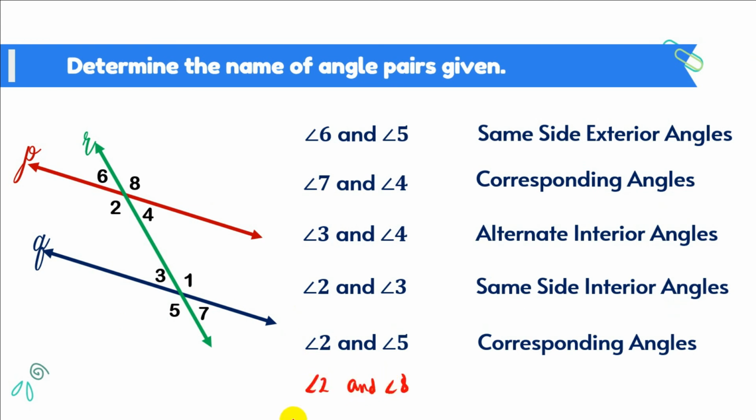What do we call that? Angle 2 and angle 8. So, they are known to be the vertical angles.